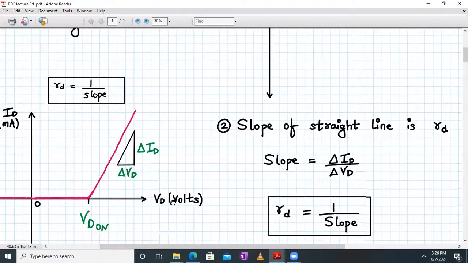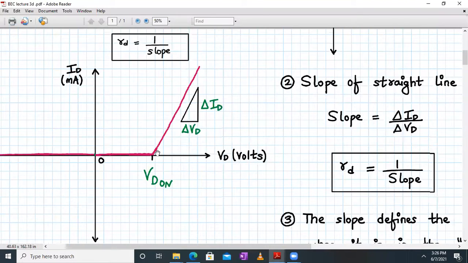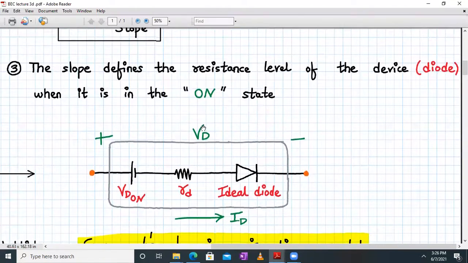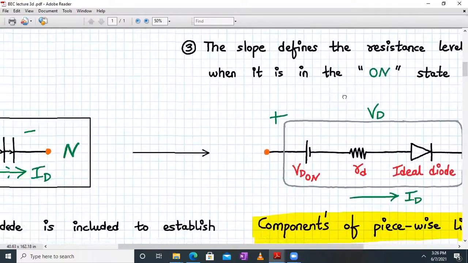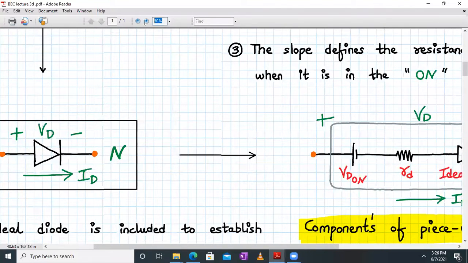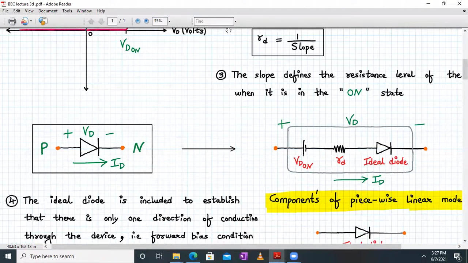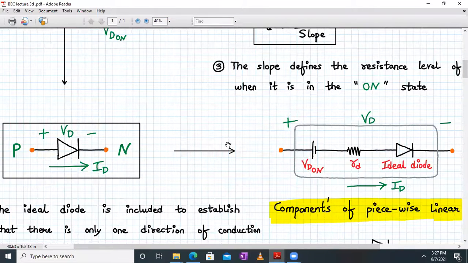So the slope defines the resistance level of the device when it is on. When the applied voltage VD is greater than the turn on voltage VD on, then only the diode is on. And when the diode is on, the 1 upon slope defines the resistance level of the diode. In short, whenever we encounter a diode symbol, we replace it by its equivalent circuit.